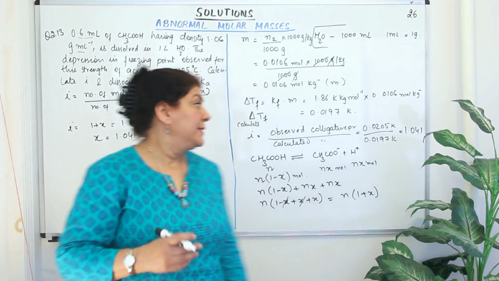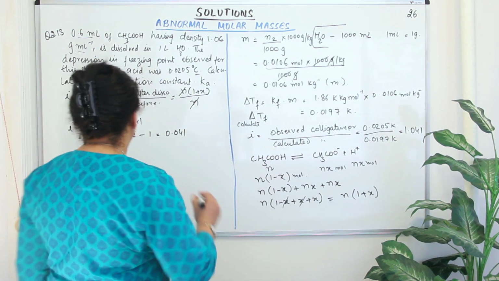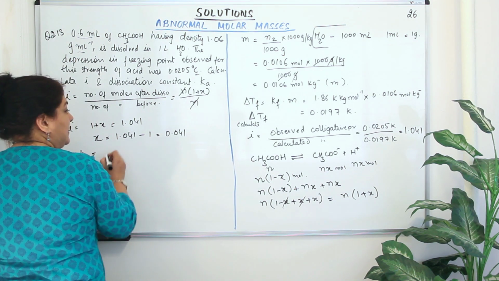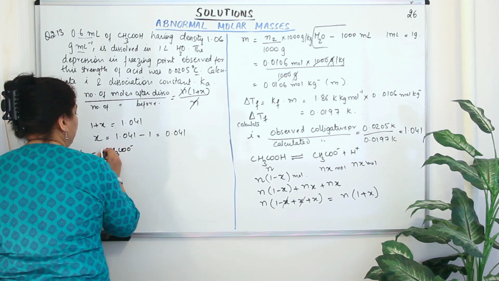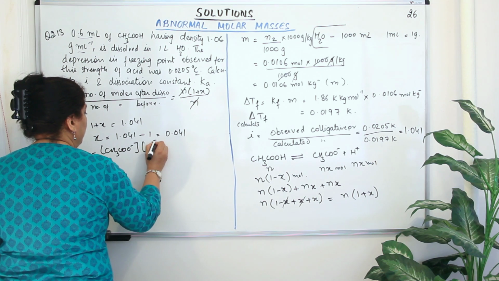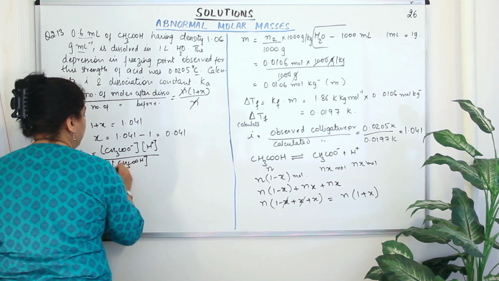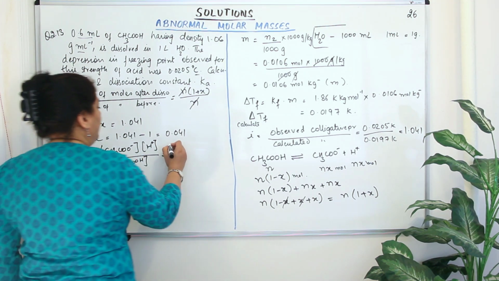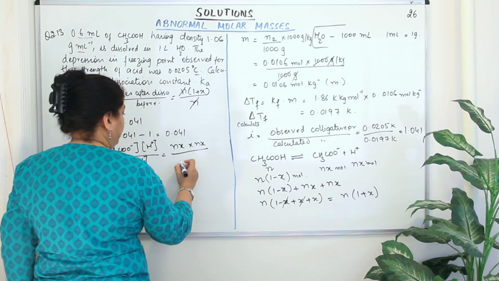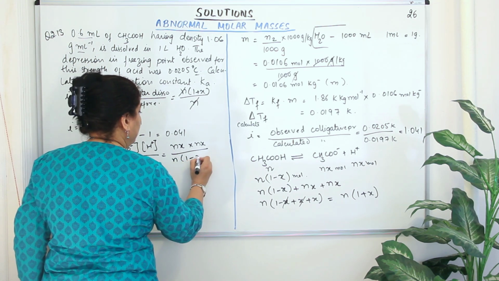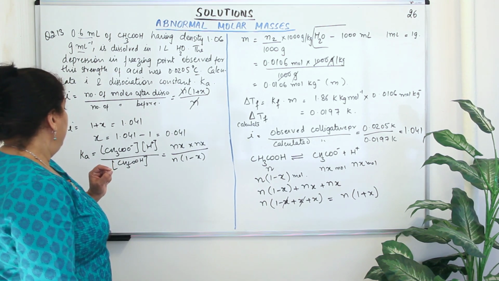Now let us calculate the value of Ka. What is Ka? Ka is equal to the concentration of CH3COO negative into H positive, divided by the concentration of CH3COOH, right? Which is equal to nx into nx upon n(1 minus x). This will give you the value of Ka.